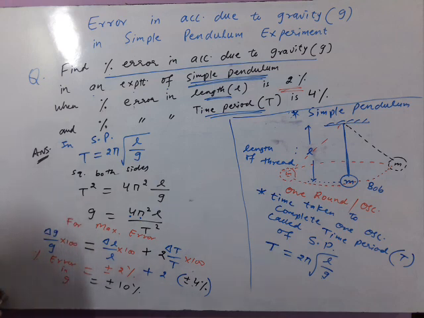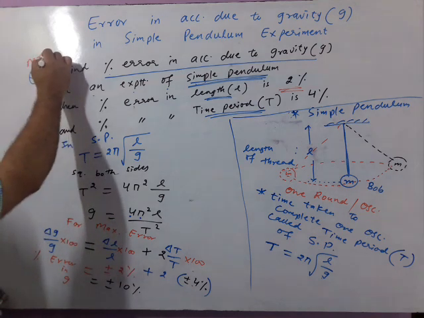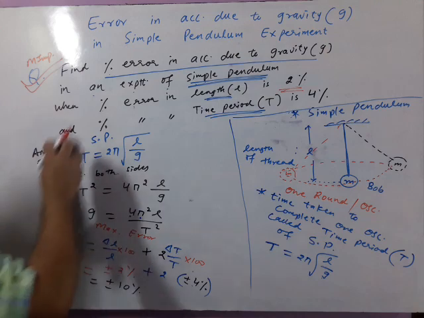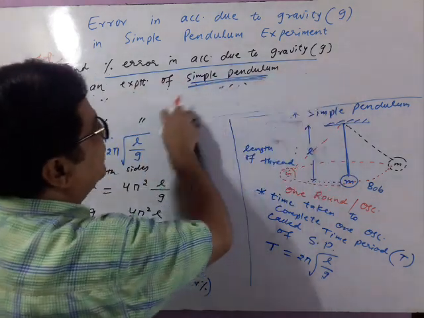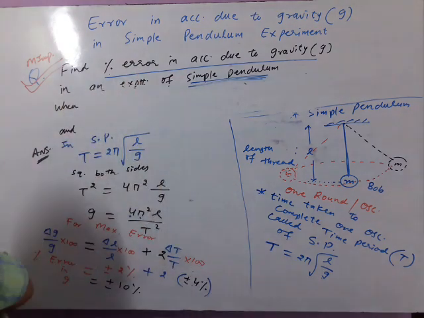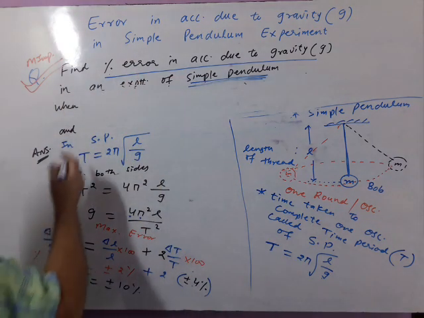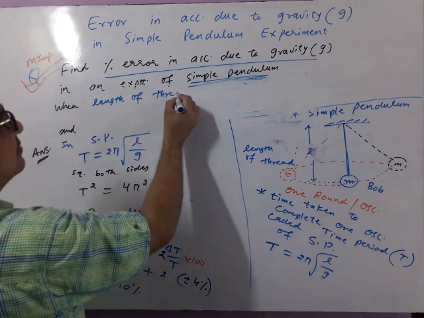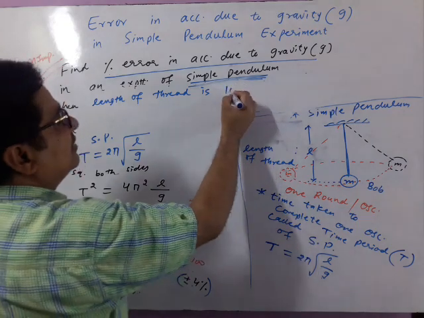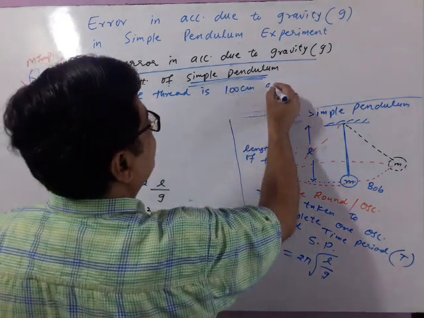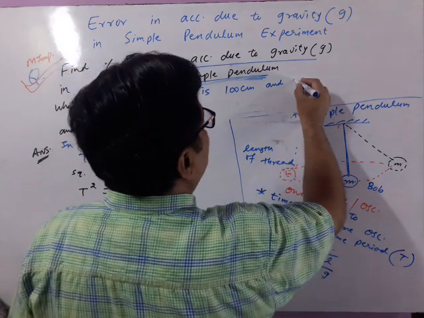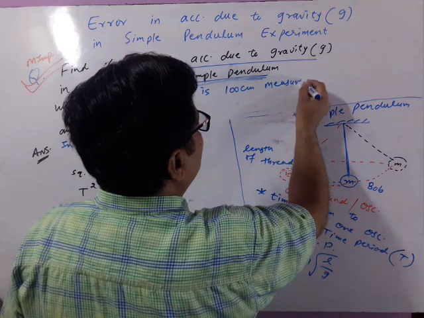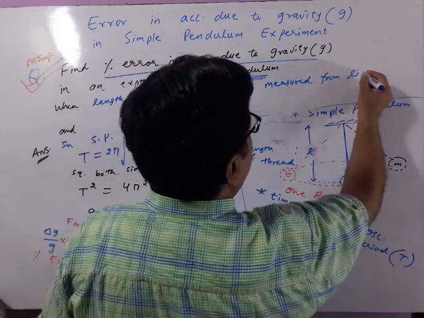Now, most important part begins. In the same question, if you are not given this data of percentage error, and question is like this: when length of thread is 100 centimeter and measured from, or directly written, measured from linear scale.